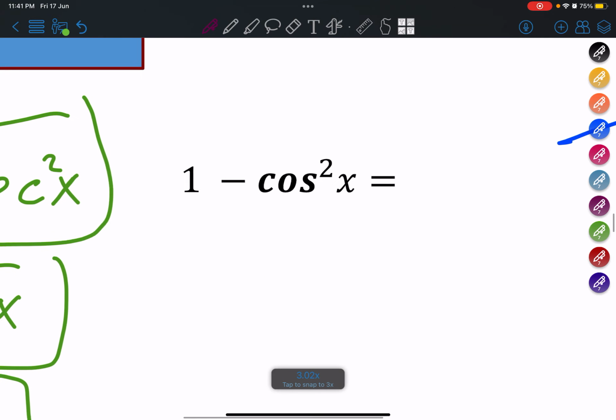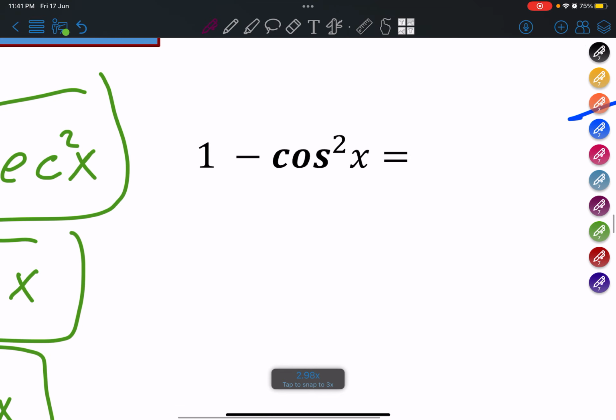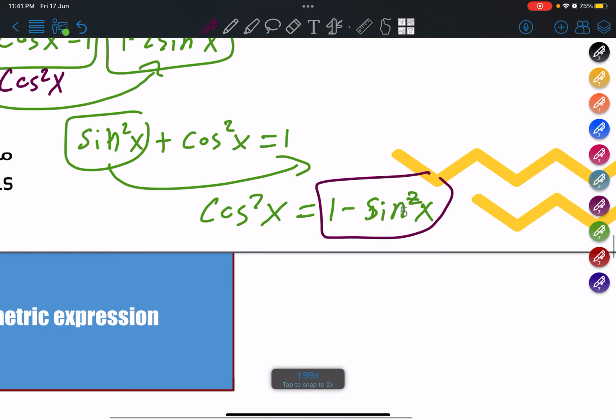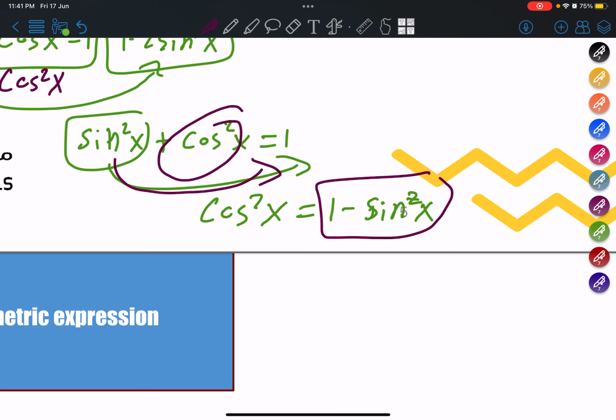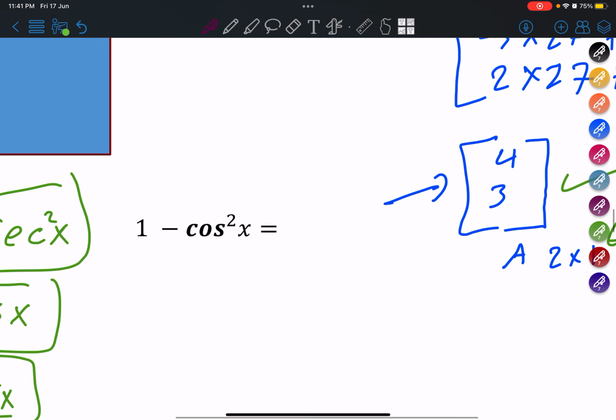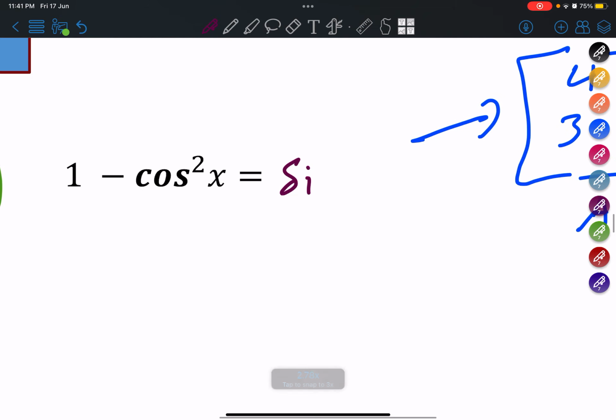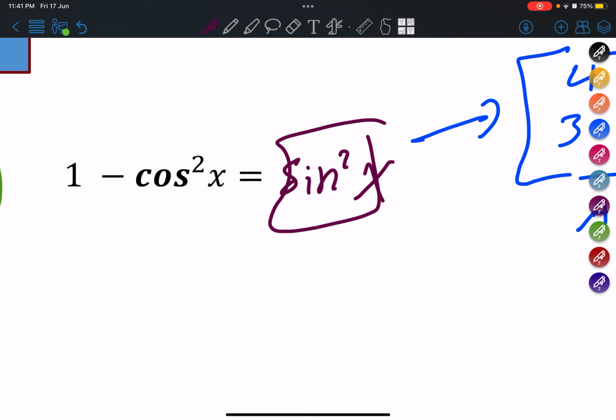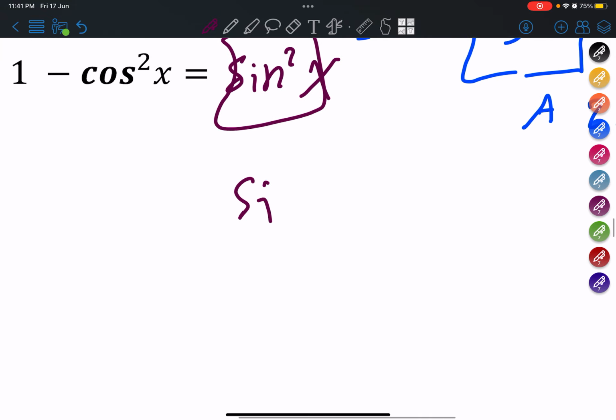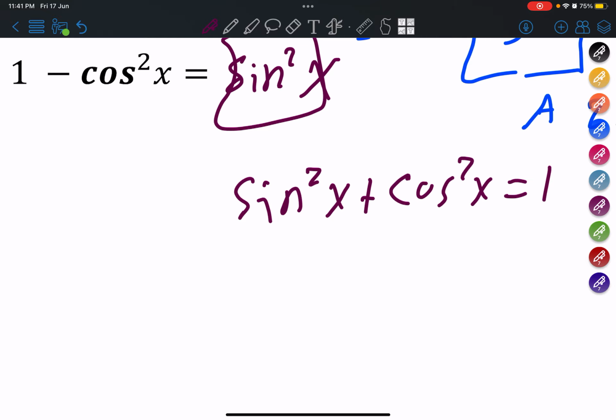And we have this one, which is the same exact thing, but just the opposite. Instead of putting sine into the other side, we put cosine into the other side, which will give us the same thing. So this will equal sine square x, using the identity as we said, sine square x plus cosine square x equals 1.